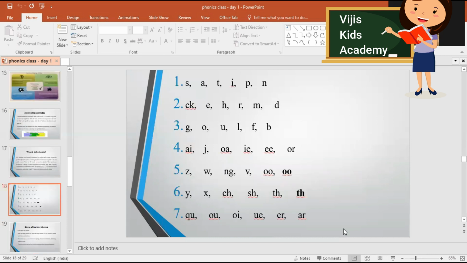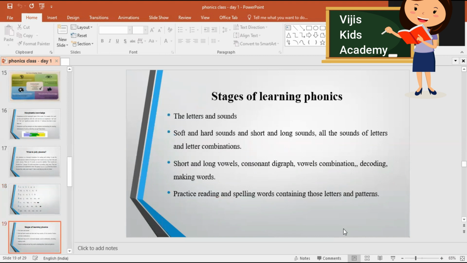Next one. This is the order: S-A-T-I-P-N. It's the first group. Second group, C-K-E-H-R-M-D. Third one, G-O-U-L-F-B. Fourth one, we are coming to digraphs. Here only we are going to see digraphs: A-I, O-A, I-E, E-E, O-R.